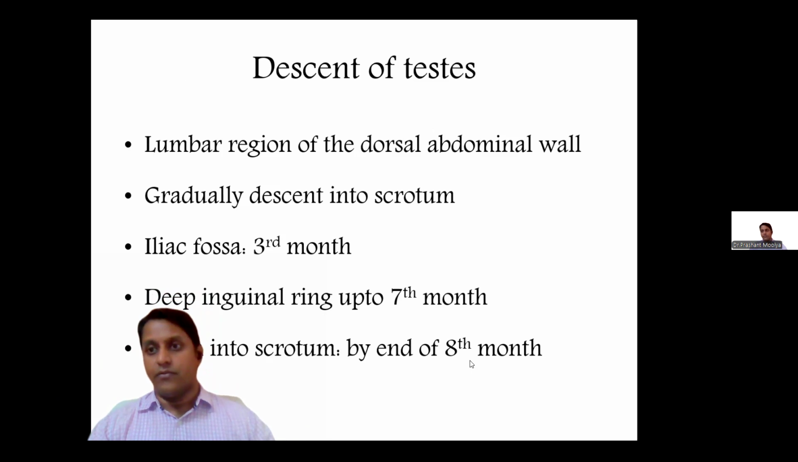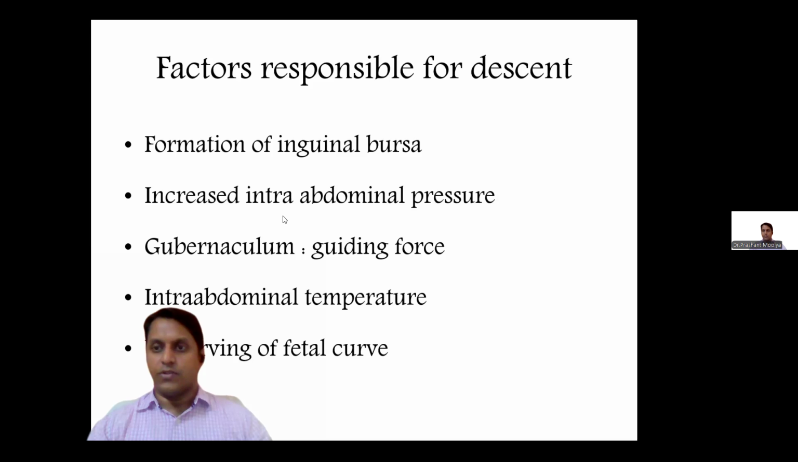What is the factor responsible for the descent of the testis? Factors responsible are initially the differential growth which happens in the antero-abdominal wall, simultaneously the peritoneal pouch which is protruding inside, leading to the formation of the inguinal bursa. So it produces a tract for the testis to descend, forming the inguinal canal. And as there is increase in the pressure, along with the gubernaculum, which acts as a guiding force to draw the testis into the scrotum.